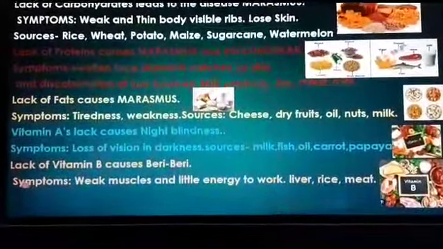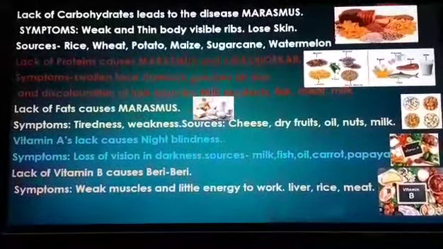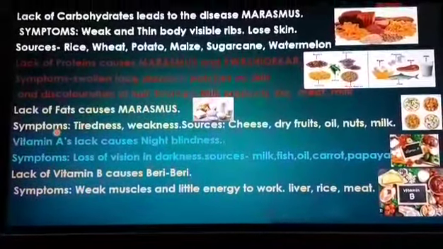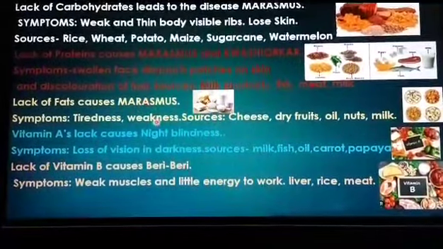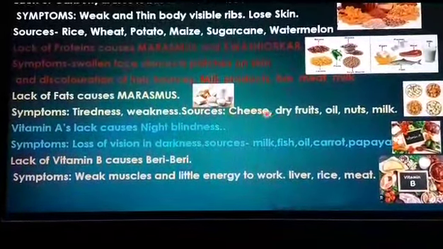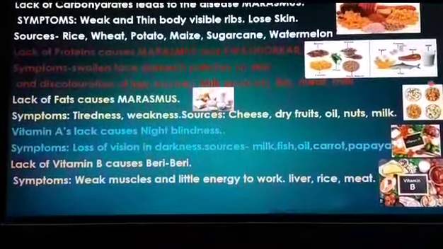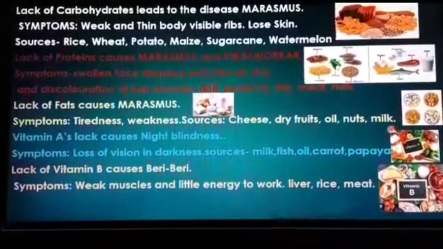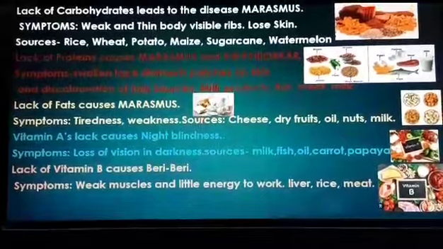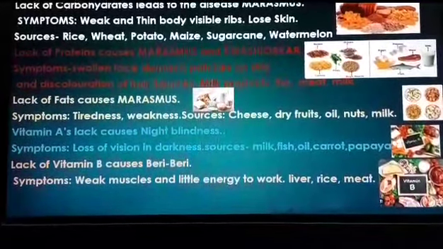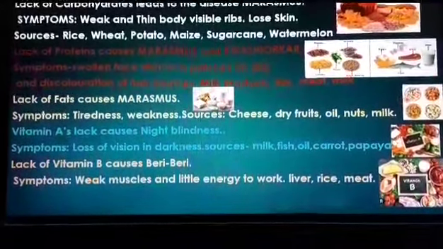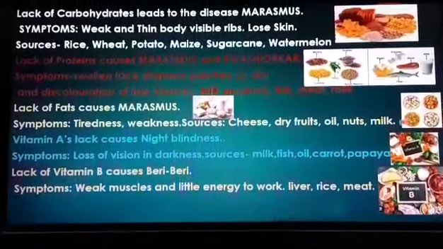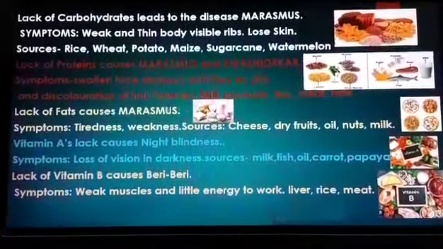Lack of fats causes marasmus. The symptoms are tiredness and weakness. Sources: cheese, dry fruits, oil, nuts, milk, etc. Here are the milk products: milk, cheese, and here are dry fruits: pista, badam, kishmish, kaju, etc.